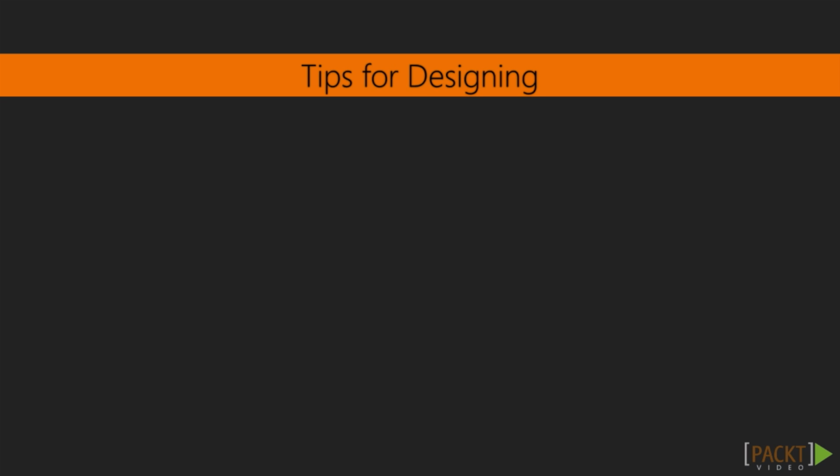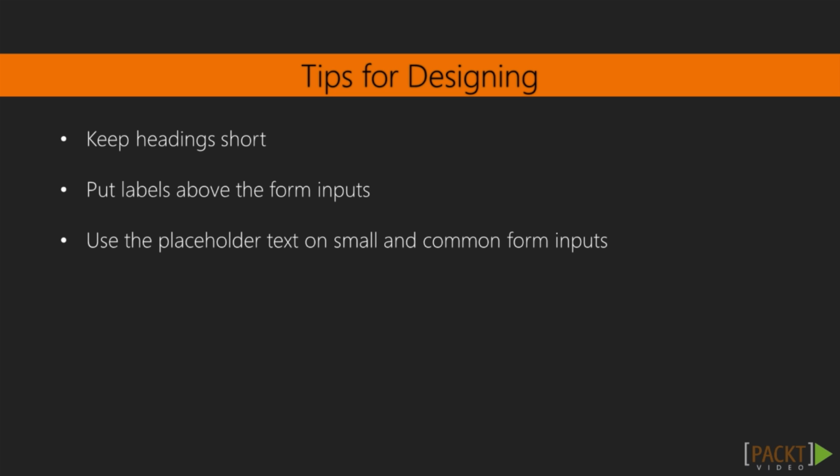Keeping in mind that we need to keep short headings. Any heading that wraps into two lines pushes content down the page and eats up screen real estate. 2, putting labels above form inputs and using top-aligned labels makes sure that your user doesn't have to pinch and zoom to input and lose their label context. 3, use the placeholder text on small and common form inputs and search operations to help your user search and fill in the correct label.